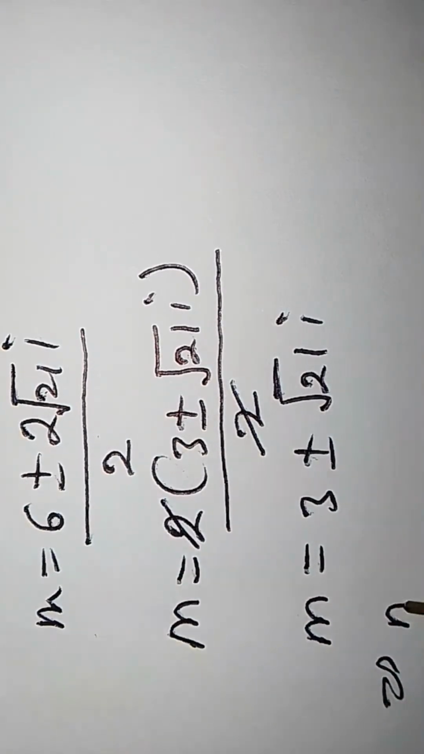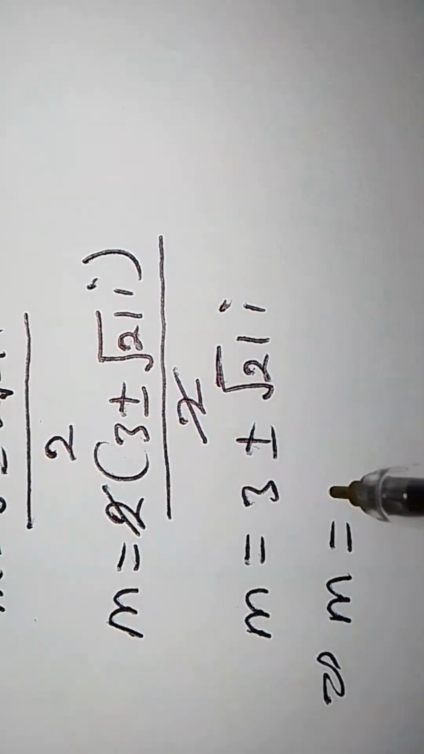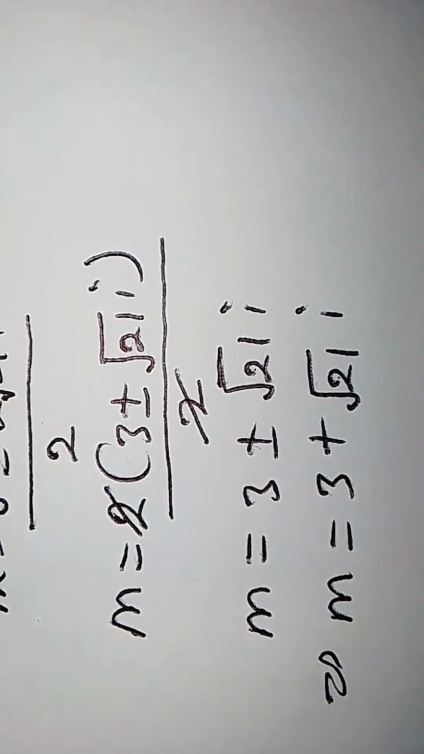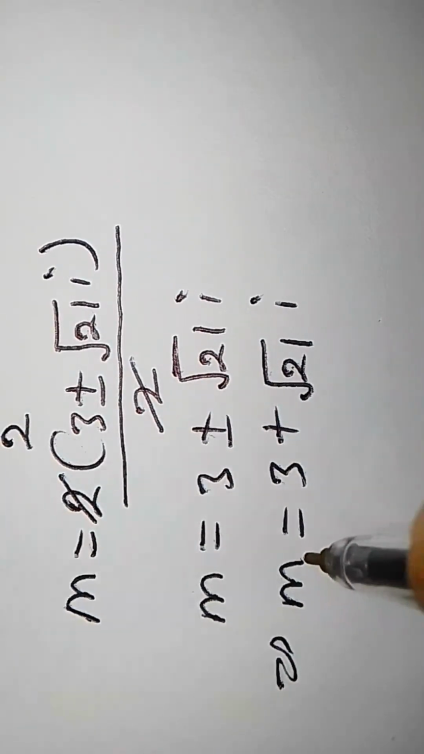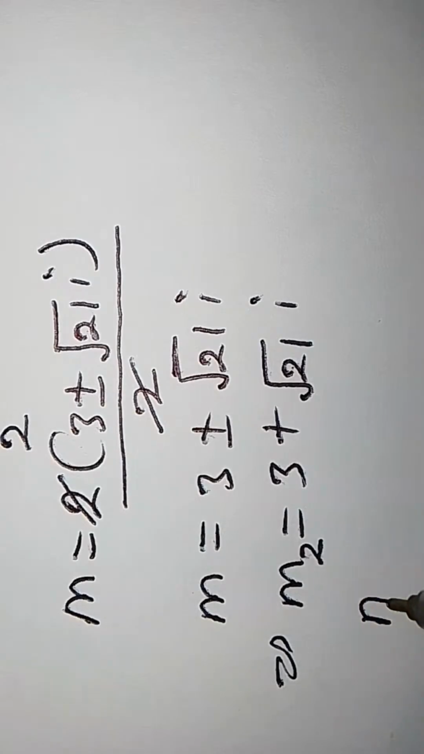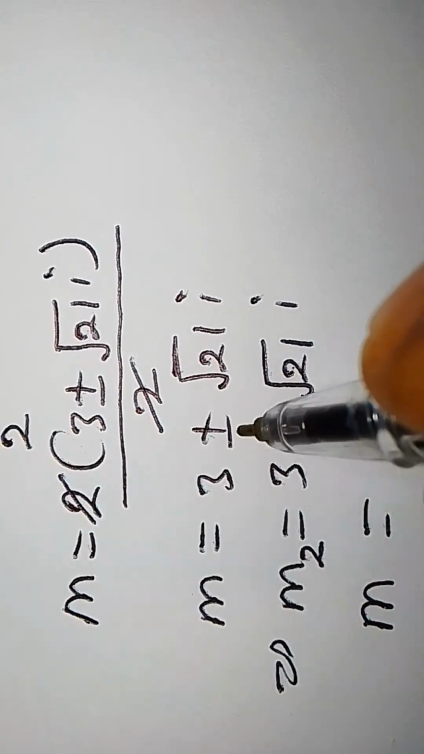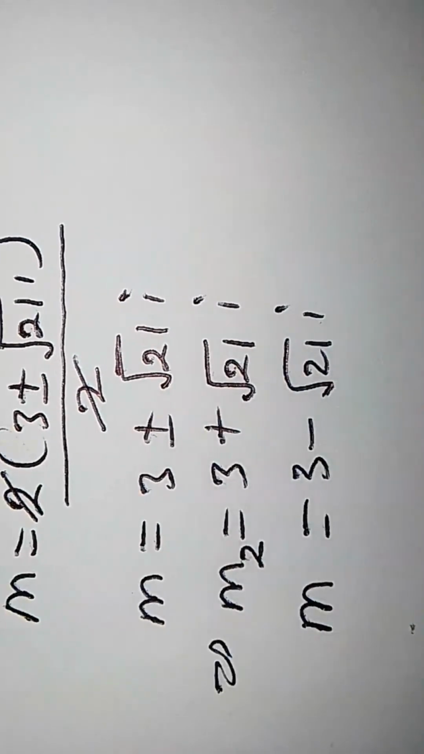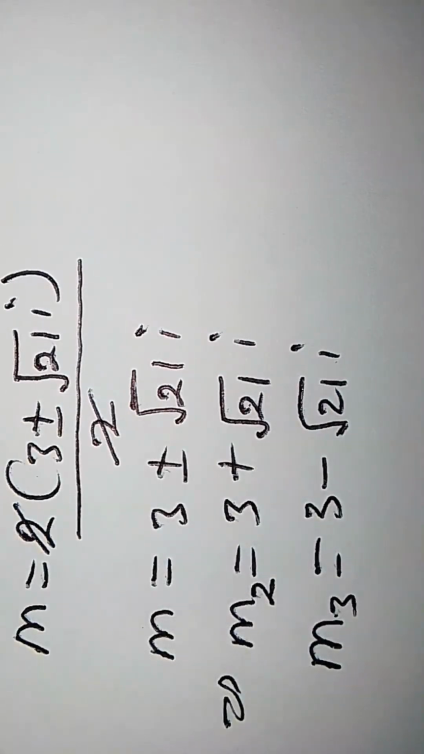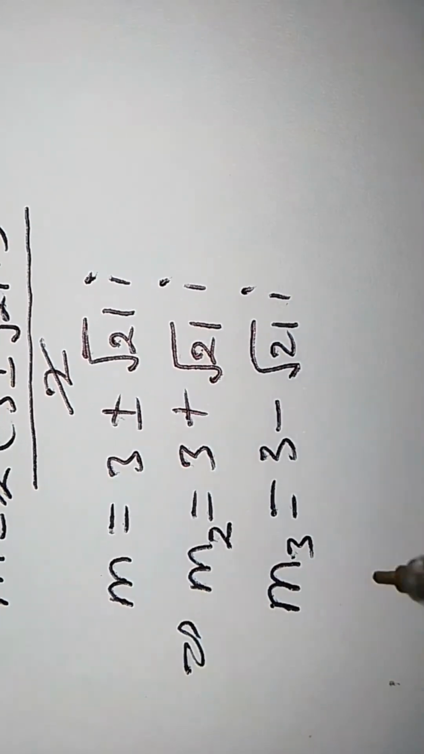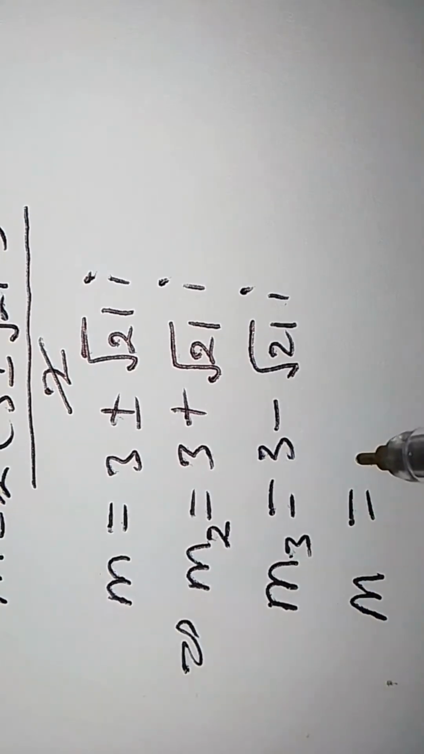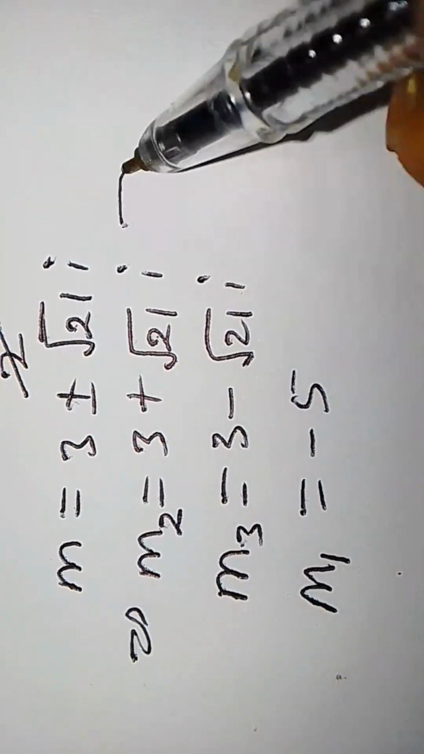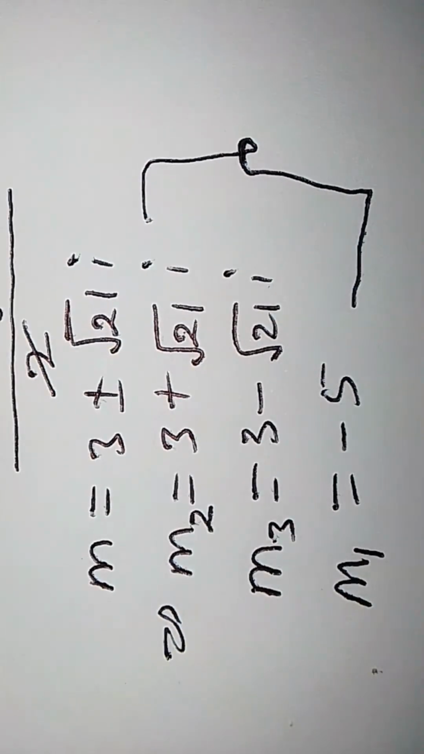This implies that m is equal to 3 plus square root of 21 i. Let's call it the second solution, m2, and considering the negative sign, m is equal to 3 minus square root of 21 i. So let us call this m3. Don't forget the first solution that we obtained. It was m equals minus 5. So this is our m1. These are the 3 solutions for this algebraic question. That's it.